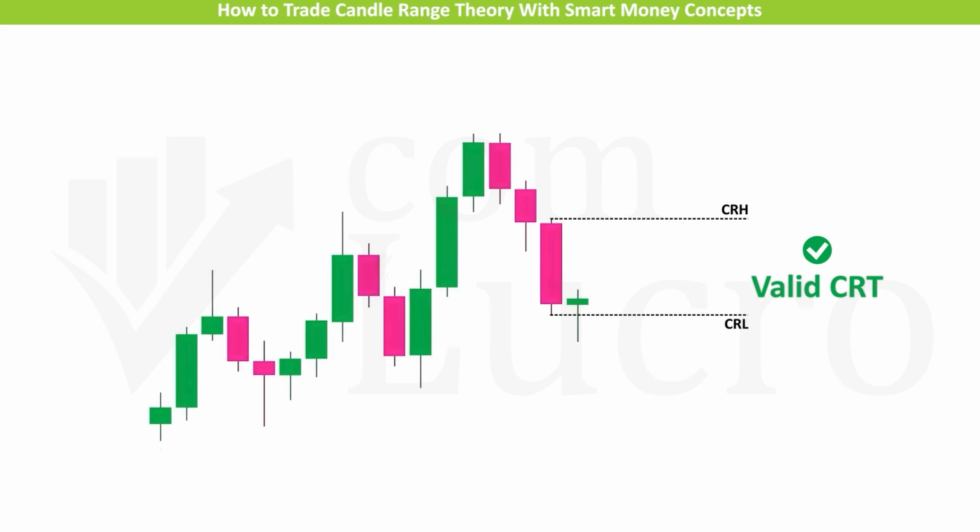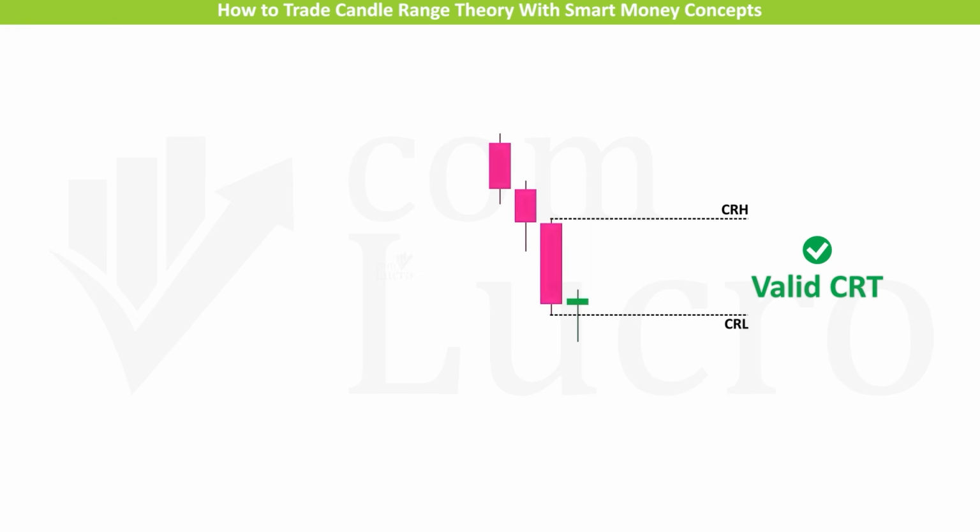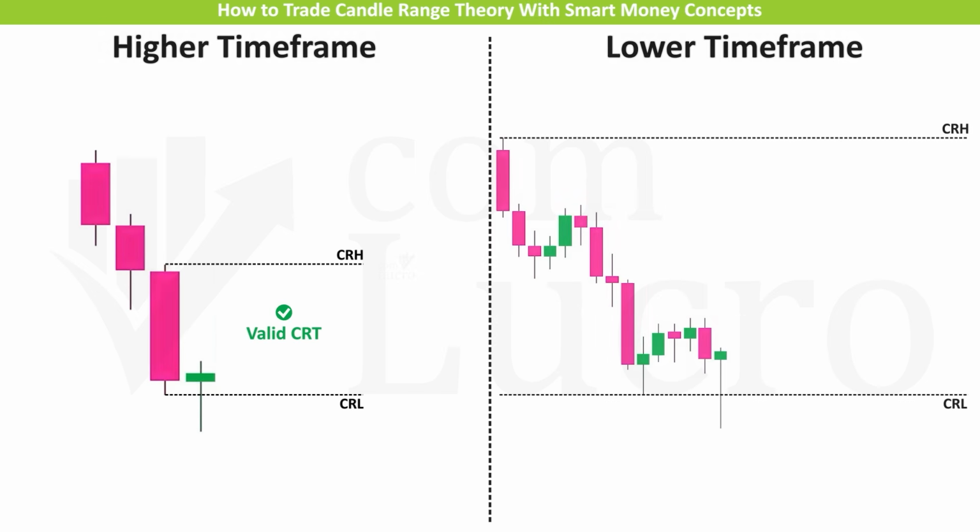At that point, we've identified both the range and the sweep. Now, the next question is, where exactly do we enter the trade? A simple approach is to open a buy position immediately after the sweep candle closes. But there's a more refined and higher precision method. We can zoom into a lower time frame to locate a more accurate entry point. For example, if we're analyzing the 1-hour chart, we can drop down to the 5-minute or 15-minute chart to see what's really happening inside that move.